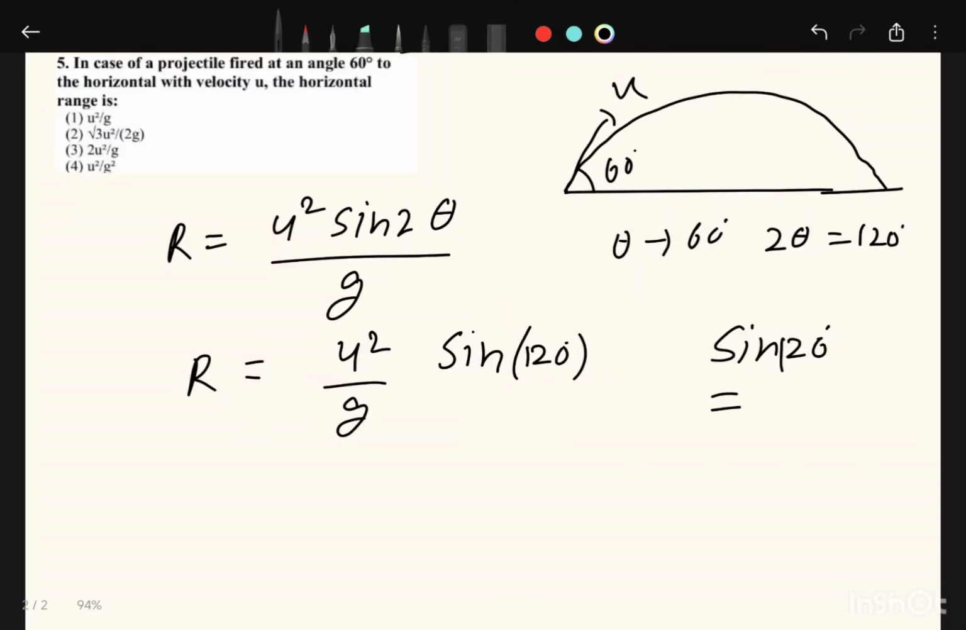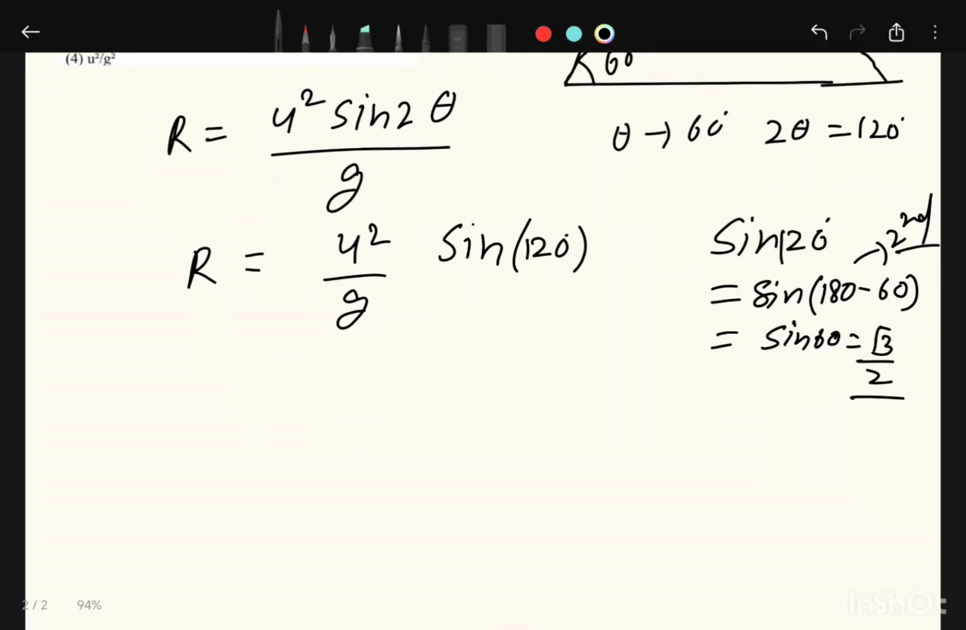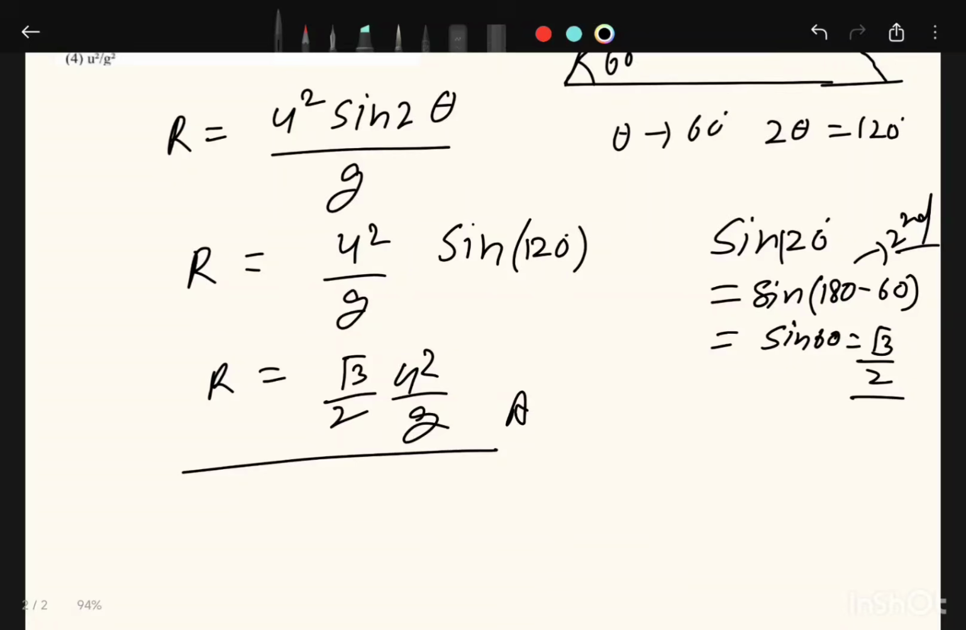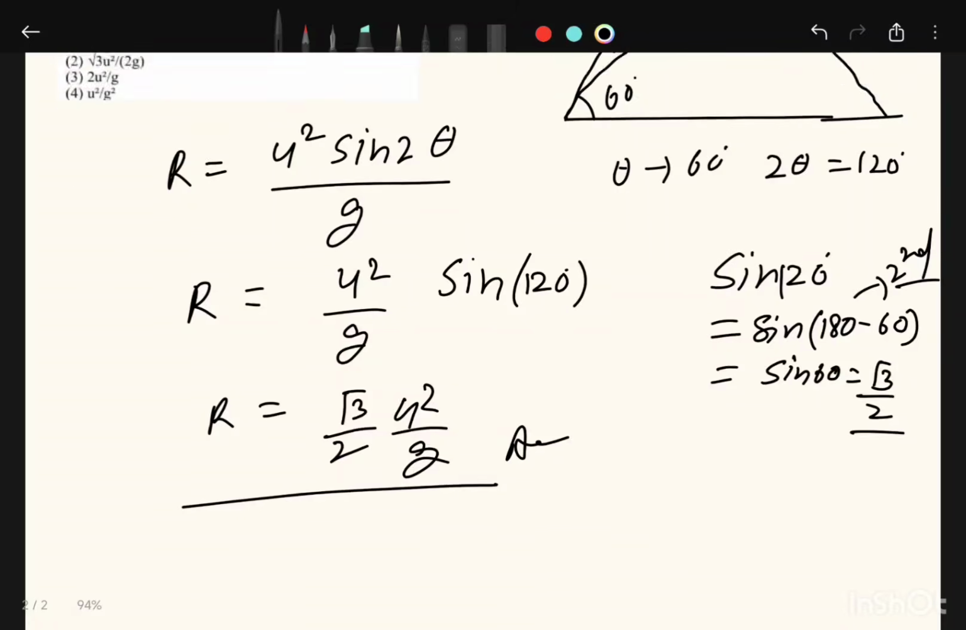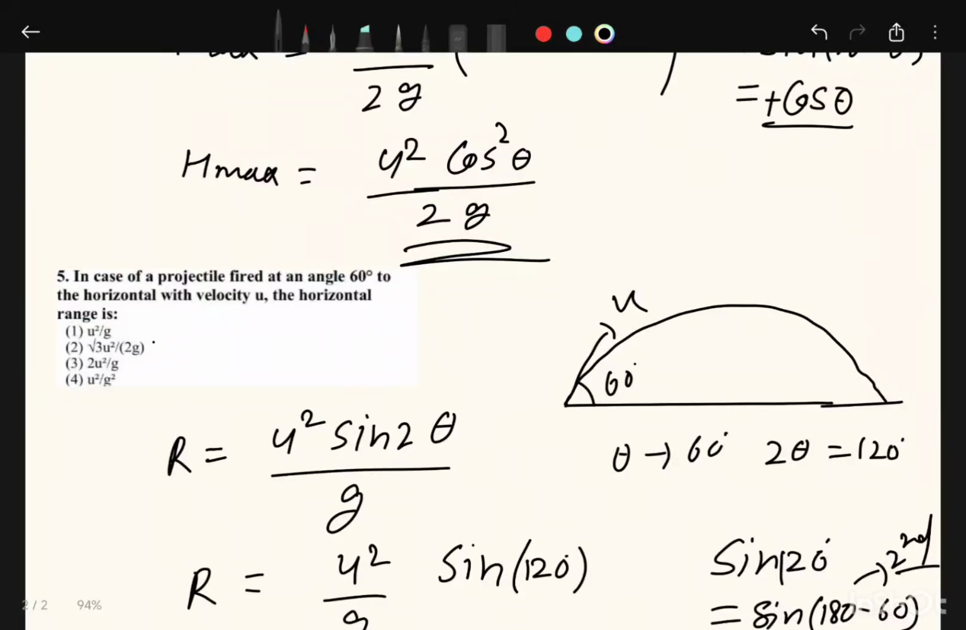Sine 120. You can write it like this: sine (180 minus 60), right? So it will be equal to sine 60, and that is equal to root 3 by 2. It is in the second quadrant, right? And in the second quadrant sine is positive, so your answer will also be positive. So you put root 3 by 2 u square by g. That is the answer for your question. Which option? Option 2.